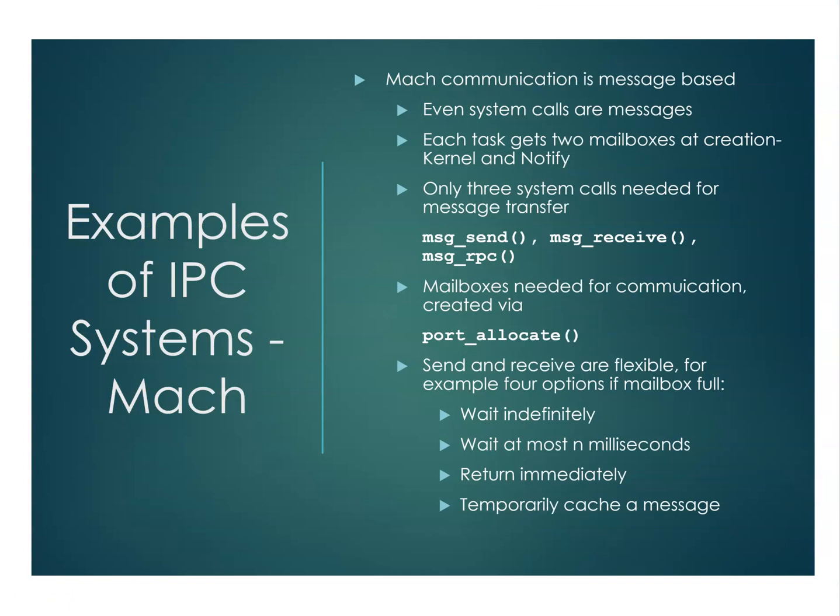So Mach is message-based, so even system calls are messages. Each task gets two mailboxes, kernel and notify. Only three system calls are needed for message transfer: message send, message receive, and message RPC, which is like a remote procedure call, or a remote method call, however you want to think of it. Mailboxes needed for communication are created via port allocate. Send and receive are flexible, with four options: wait indefinitely, wait at most n milliseconds, return immediately, and temporarily cache.